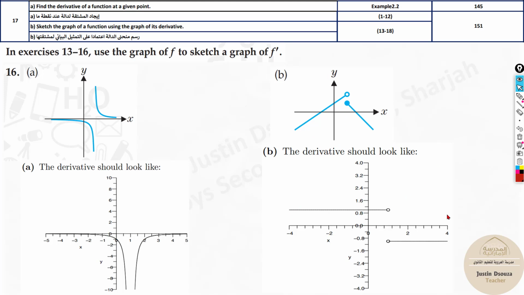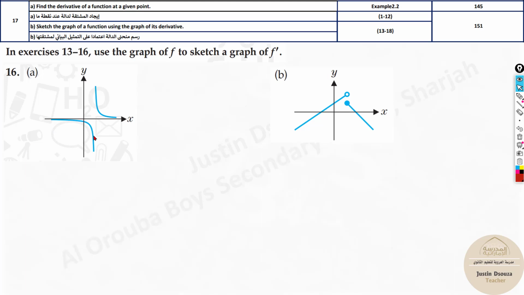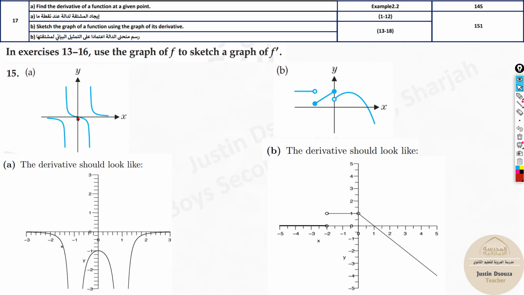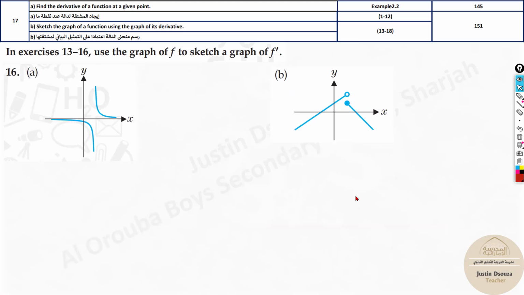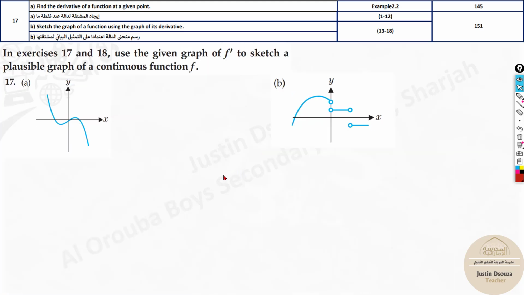Wherever the graph is above the x-axis, that means it increases. Wherever it's below, it decreases. Okay, now this is the concept, and the y-intercept is also important. Why? Because have you noticed, wherever this point is, where it touches, here it also touches. So there are some similarities we will see now in this problem.